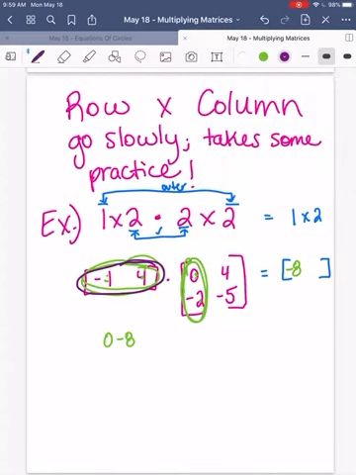So I'm going to stay on the same row, but I'm going to move to the next column. So you always want to go row, column. So stay on the row, move to the next column.